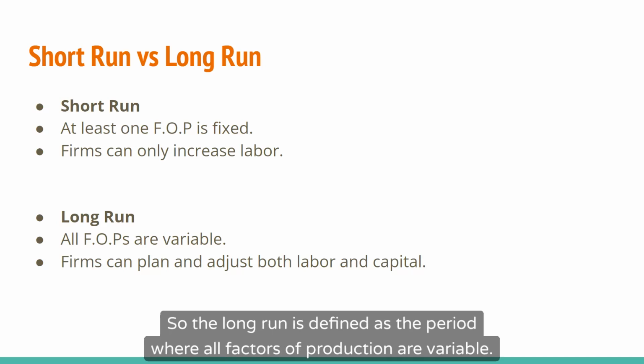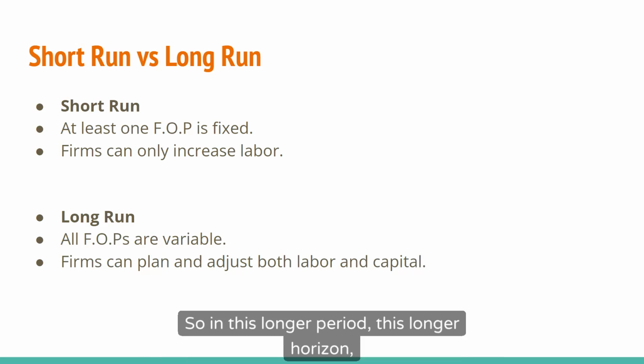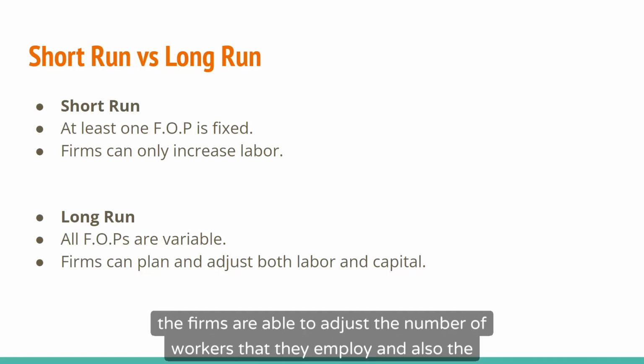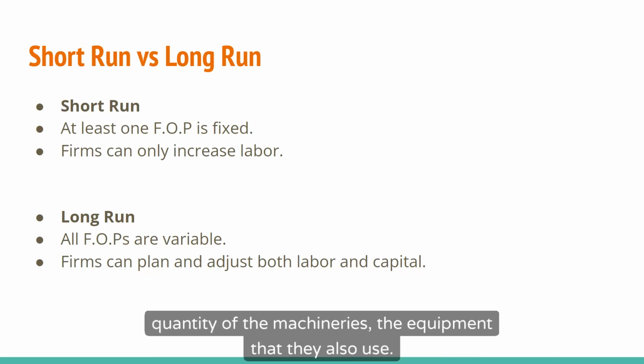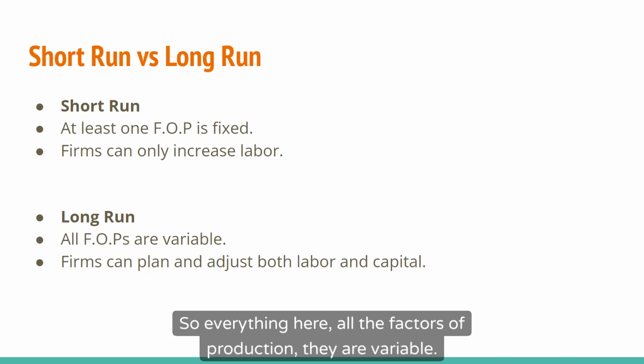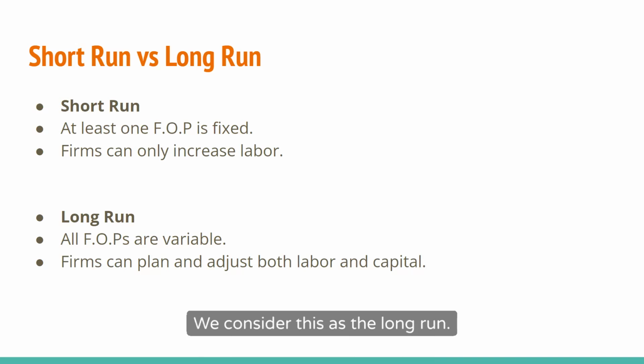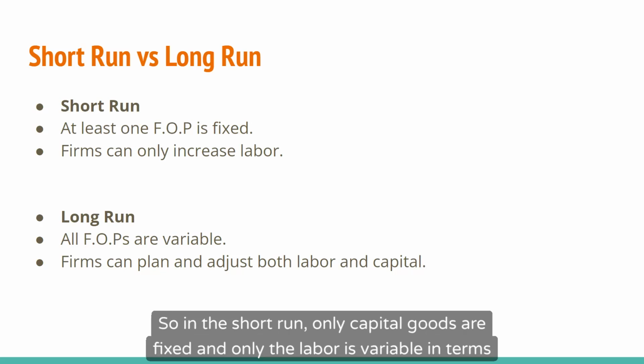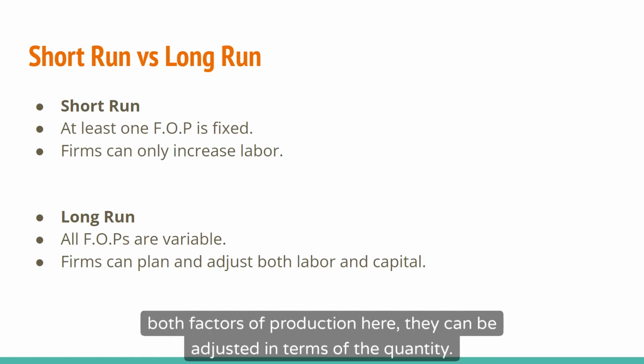Then on the other side, after a certain period of time, we come on to the long run. So the long run is defined as the period where all factors of production are variable. So in this longer horizon, the firms are able to adjust the number of workers that they employ and also the quantity of the machineries, the equipment that they use, right? So all the factors of production are variable. We consider this as a long run. Okay, so in the short run, only capital goods are fixed and only the labor is variable in terms of quantity, whereas in the long run, all factors of production can be adjusted in terms of the quantity.